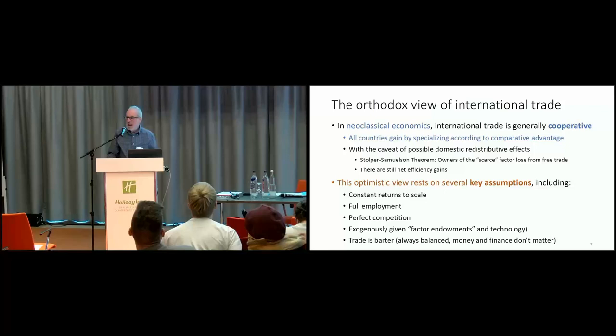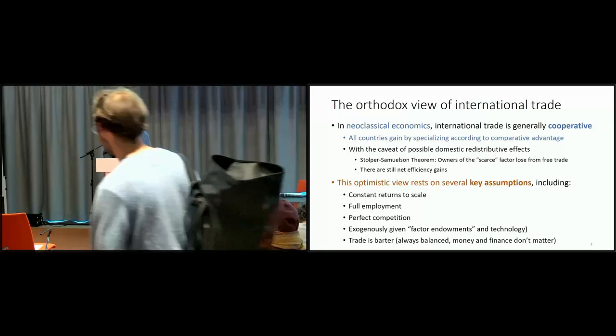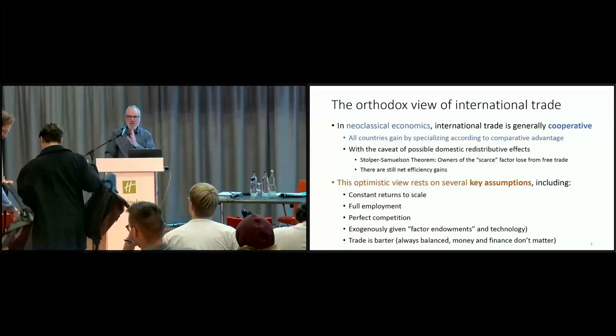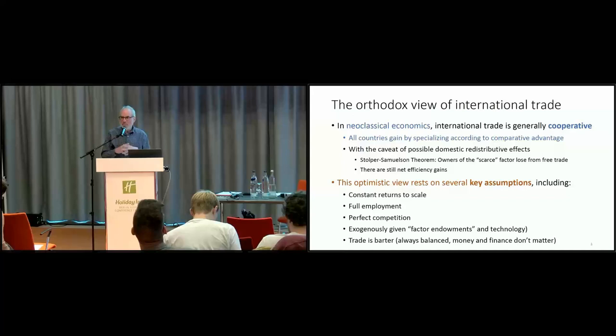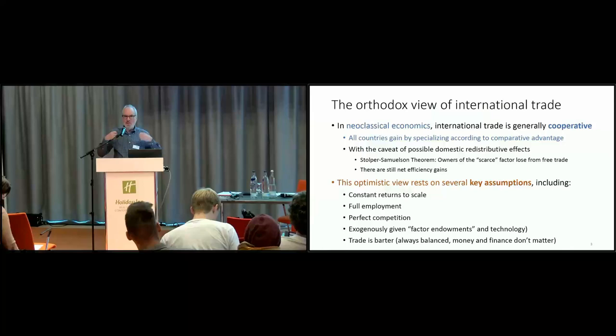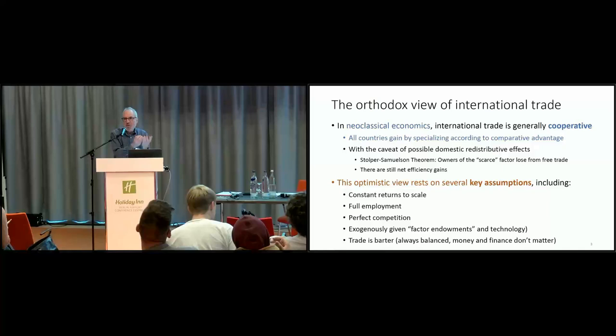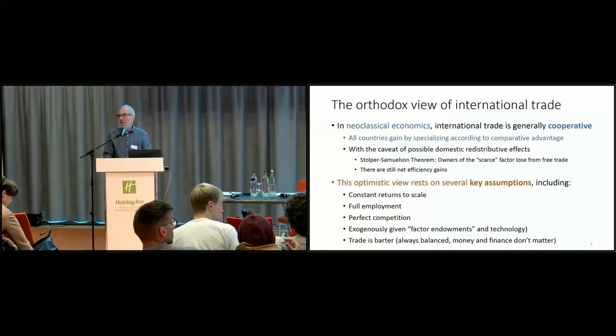But I'm going to start with a sort of foil, which is the neoclassical theory of trade, the orthodox view. What everybody is taught in their introductory course and on up to graduate school about the marvels of comparative advantage. And in that approach, I think it's fair to say that international trade relations are portrayed as generally cooperative. The best thing countries could do is just lower all their barriers, and if any country imposes a tariff or other barrier, it's only hurting itself. It's not really hurting anyone else. All countries can gain by specializing according to their comparative advantage.